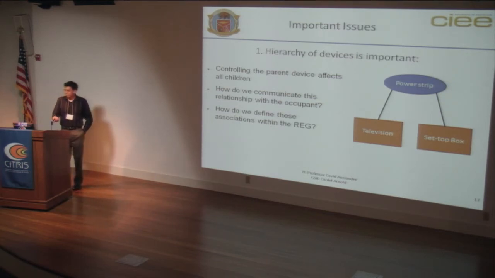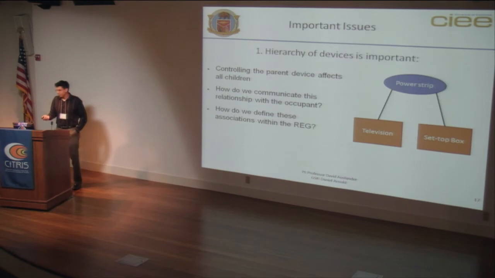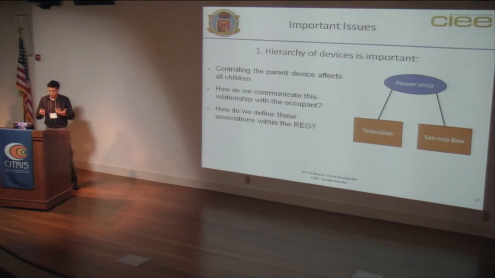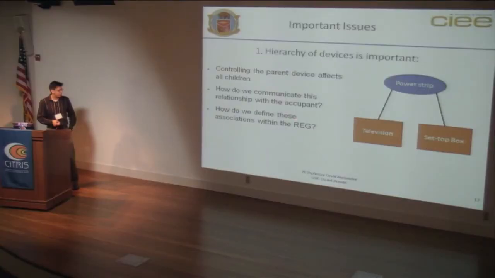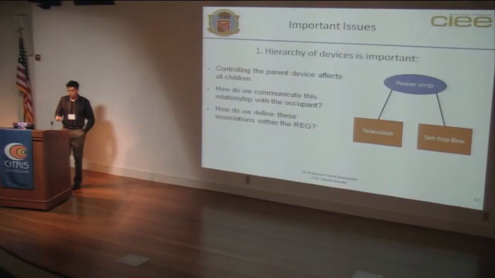So it's important to realize that controlling the parent device would affect the children. How do we communicate this relationship to the occupant in something that's meaningful and easily visible to them, via a web interface, for example? How do we define these associations in software? Another open issue we have to consider.